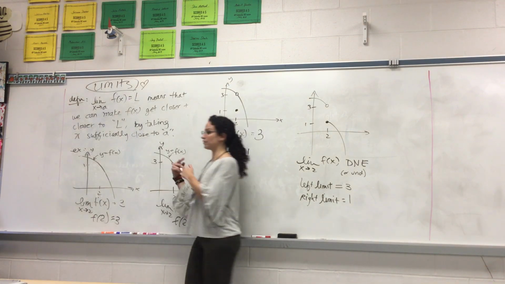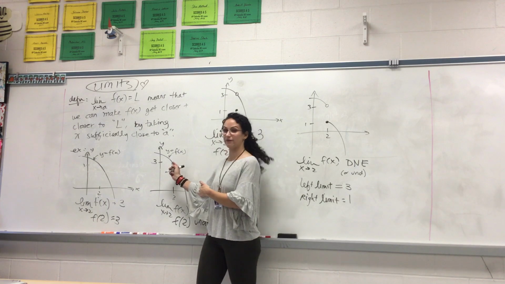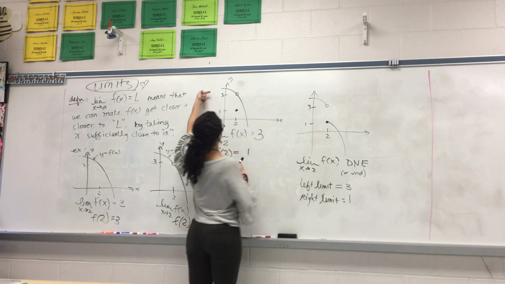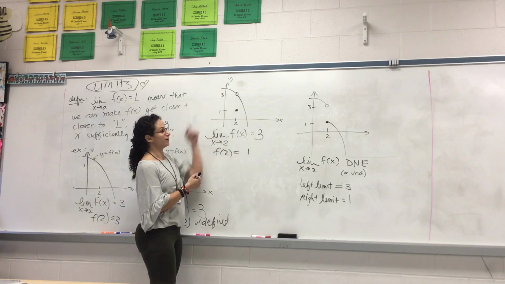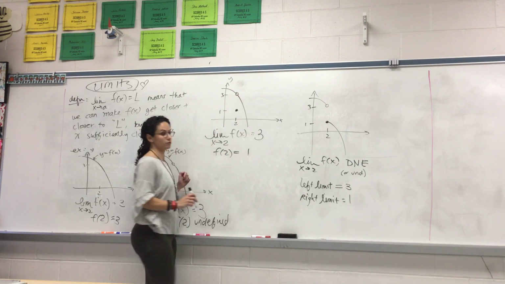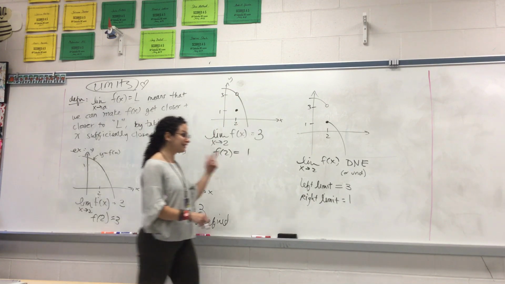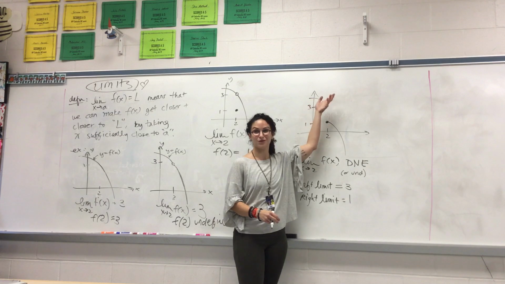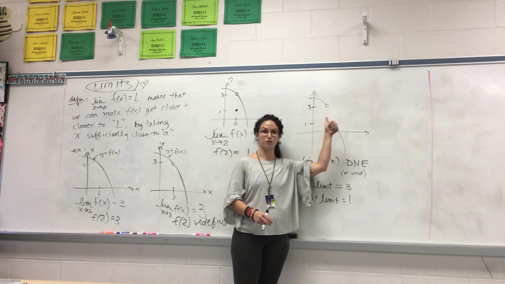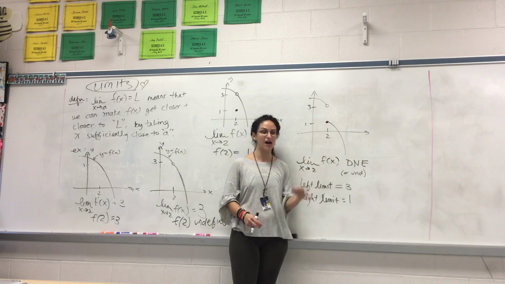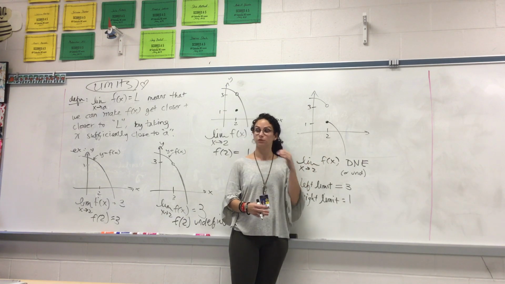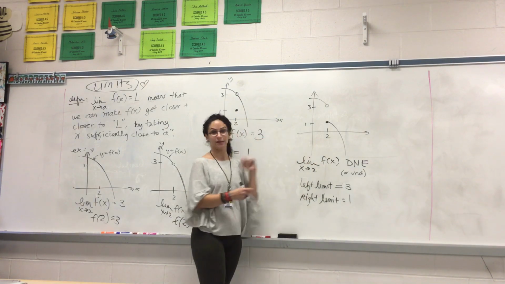Okay, if I approach from the right of it, I'm approaching a y value of 3. On this one, if I approach from the left of it, I'm approaching a y value of 3. If I'm approaching from the right of it, I'm approaching a y value of 3. On this one, if I approach from the left, I'm approaching a y value of 3. On this one, if I approach from the right, I'm approaching a y value of 1. That's not a good map. It's not a good rule. Okay, so what we say is the limit doesn't exist.